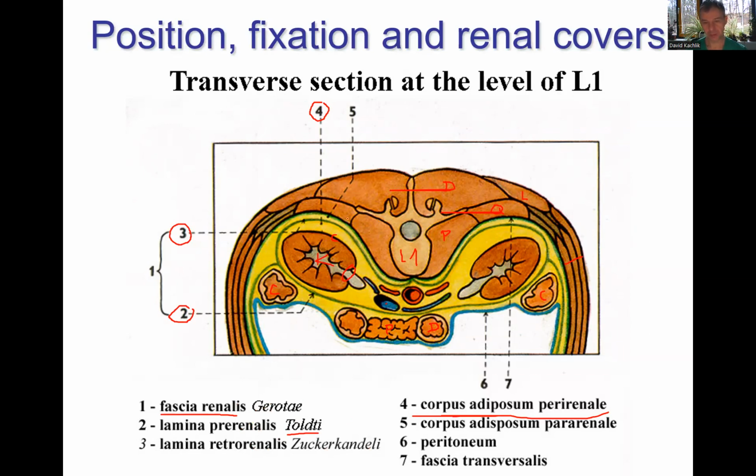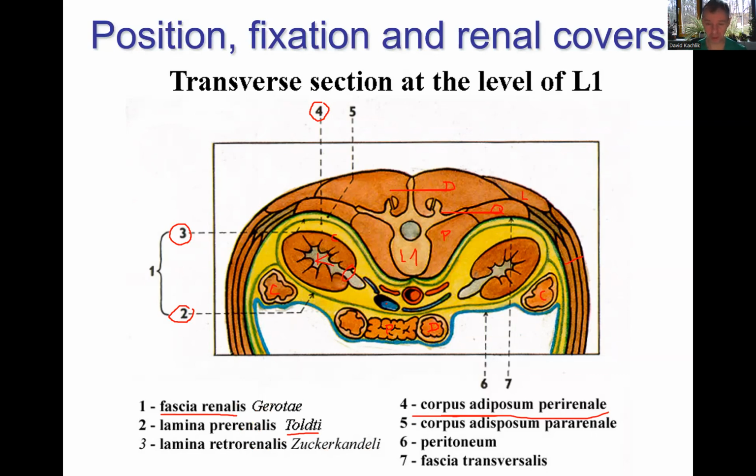So this fascia with 2 layers encompasses the kidney, and it's closed above. So it also encompasses the suprarenal gland. You can see it's closed laterally, but it's opened medially as the vessels can enter it. And it's also opened caudally as the kidney during the development ascends.